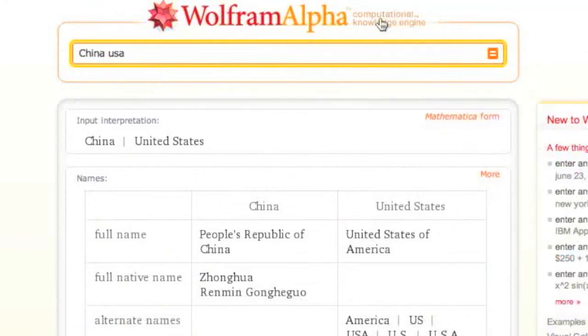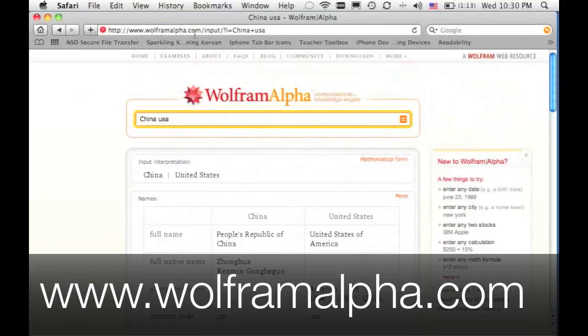for just giving students a conceptual understanding of comparing countries, or even using it for math, understanding the steps involved in solving an equation, and just finding answers to all kinds of different things. So go check it out, wolframalpha.com.